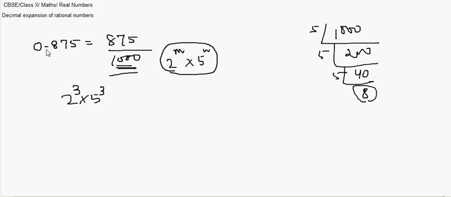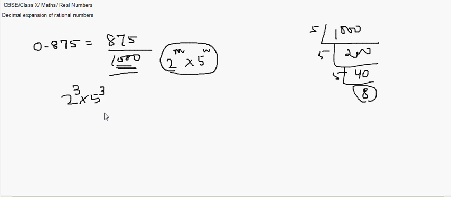So 0.875 can be expressed in terms of 2 to the power 3 and 5 to the power 3, thereby making 0.875 a rational number with a terminating decimal expansion. Let us take up a couple of questions now.